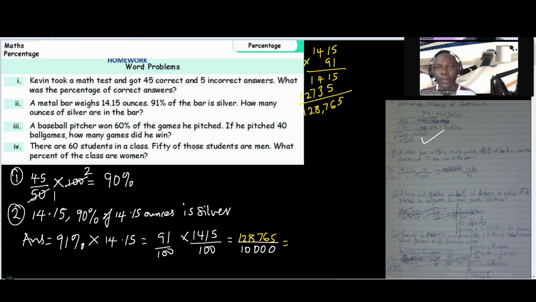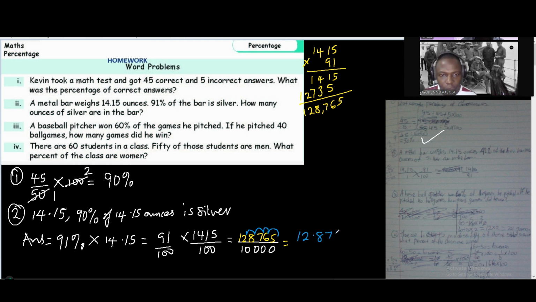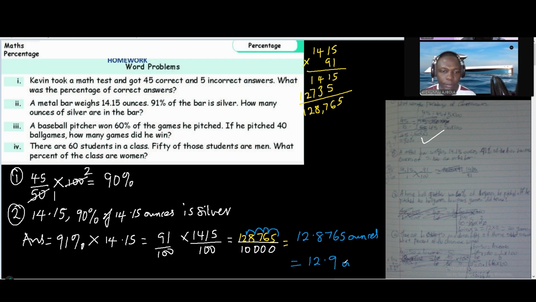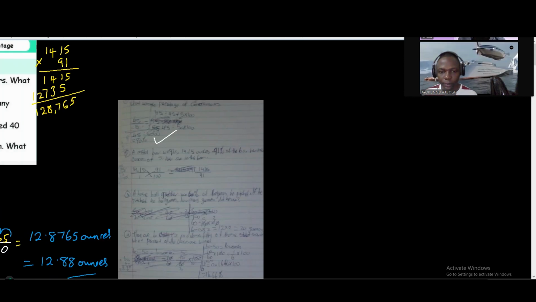Then if you divide by 10,000, just count 1, 2, 3, 4. So this is going to be 12.8765 ounces. So if you are just going to take two decimals, the answer is going to be 12.88 rather. So 12.88 ounces. Is that clear? Yes. Okay, so 12.88.